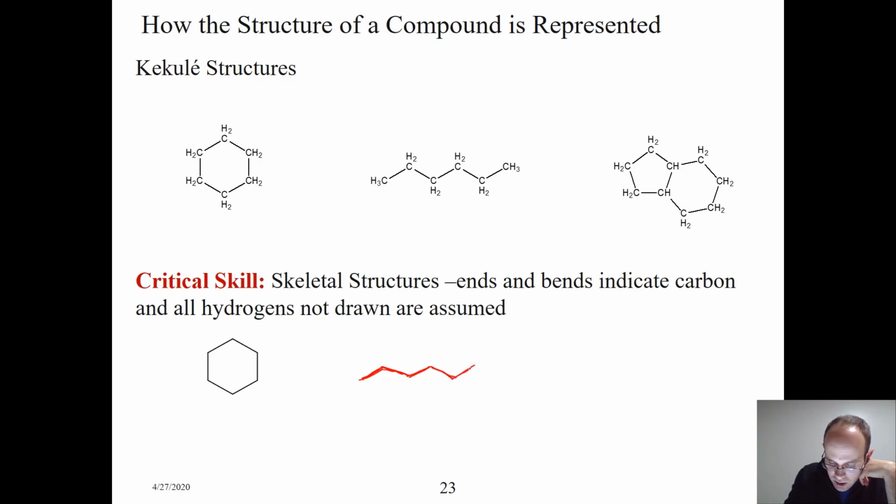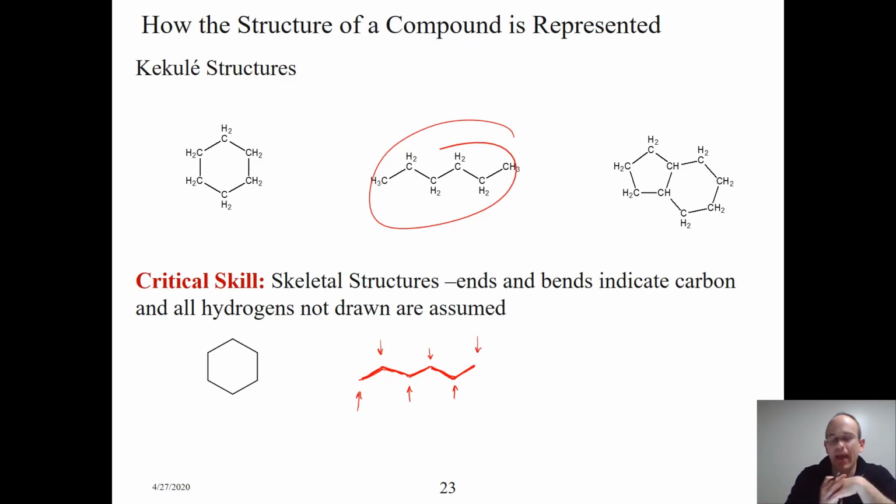So if I were to draw this chain structure that I have up here, I would draw it just like this, where at each end of the line there's a carbon, there's a carbon, and each vertex, there, there, there, and there, all represent carbons. So ends and bends, right? Ends and bends indicate carbons. And then we drop all the hydrogens. All the hydrogens on carbons, I should say. We drop all the hydrogens on carbons.